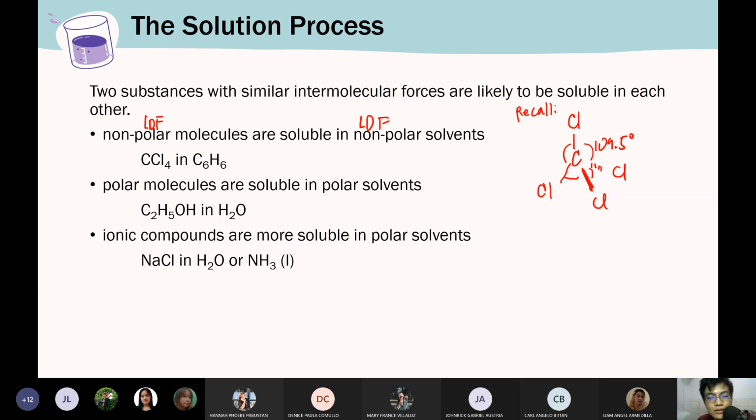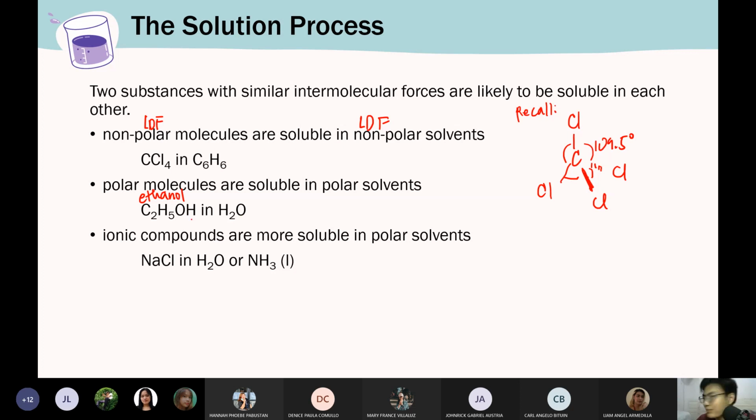For polar molecules, they are soluble in polar solvent, of course. No? In our case, we have here ethanol in water. No? Yan. So ito yung dahilan bakit tayo may mga gin pom, mga vodka, sparkling, ayan. So ayan. Ethanol in water.